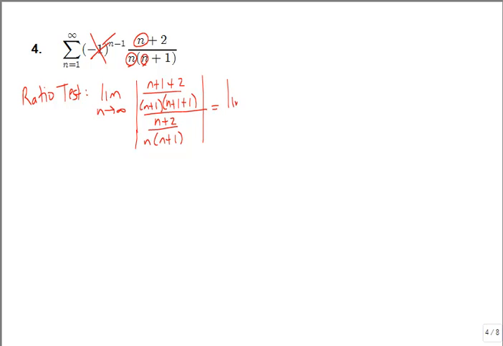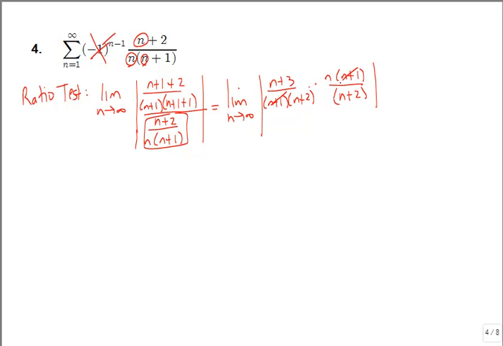So simplifying here, we're going to have (n+3)/((n+1)(n+2)), and I'm going to multiply that by the reciprocal of this denominator. So when I flip this over, the n and n+1 go on the top, and the n+2 goes on the bottom.